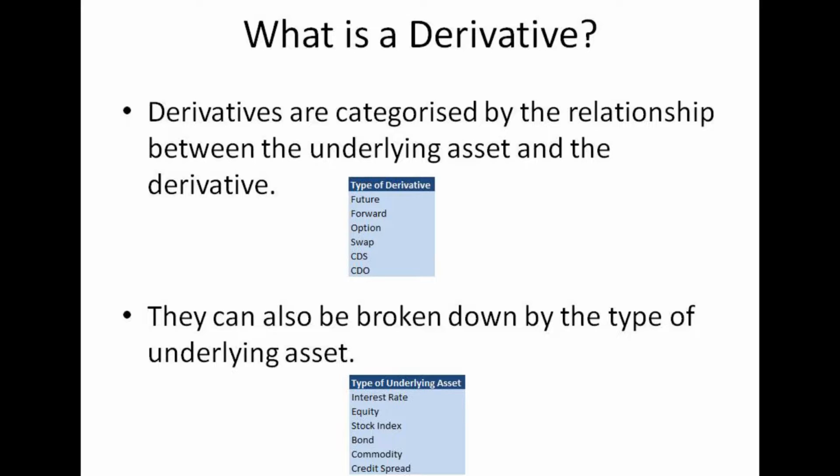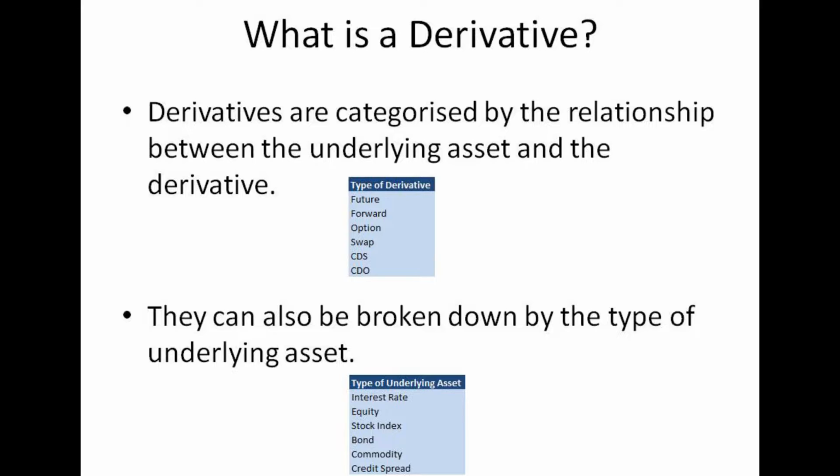We can also break our derivatives down into the type of underlying asset, because there are many different assets that you can base a derivative on. As long as there's a clear price out there that we can look at, we're able to then create a derivative based upon that. So the types of things that people are most interested in are things like interest rates, equity or stock performance, stock index performance, bonds, commodities, and then things like credit spreads.